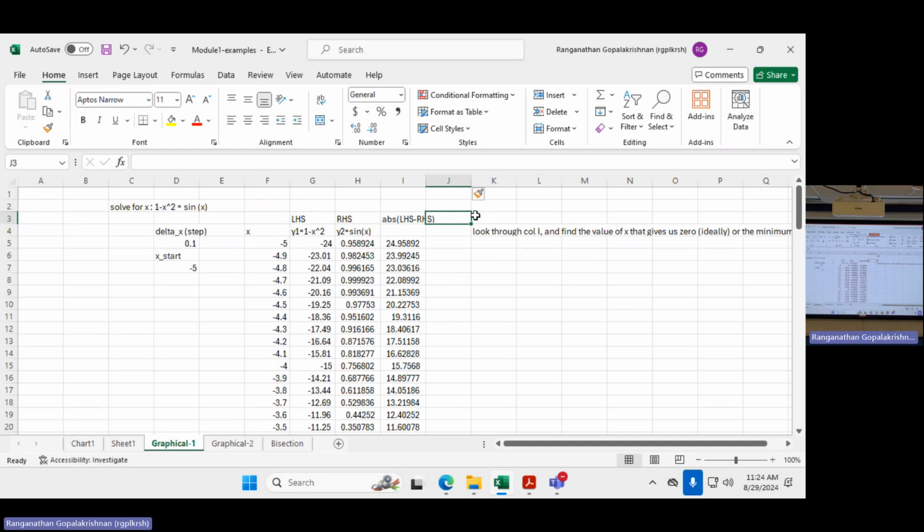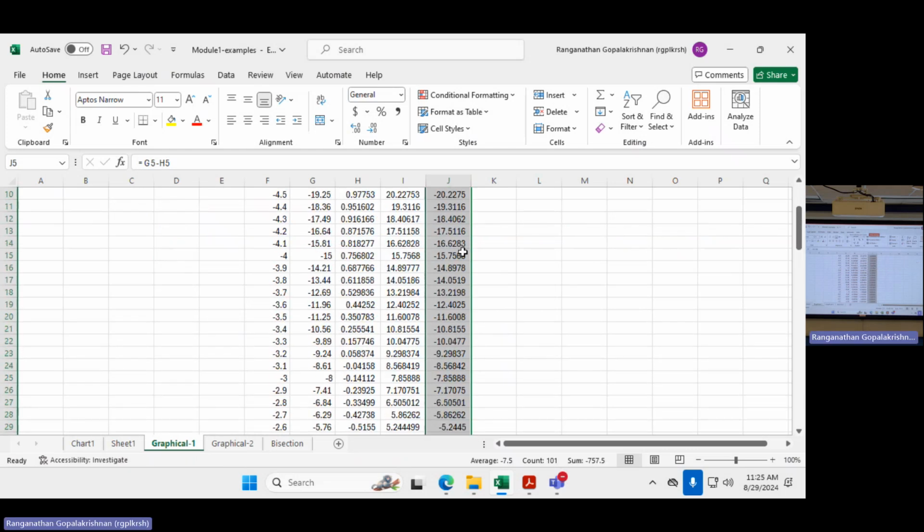So I'll define f of x equal to 1 minus x squared minus sine of x. All I need to do is calculate LHS minus RHS. Okay. This is for illustration. Just wait. I'll give you time to catch up. Okay. I'll tell you when you need to stop and listen. This is one of those times. So LHS minus RHS.